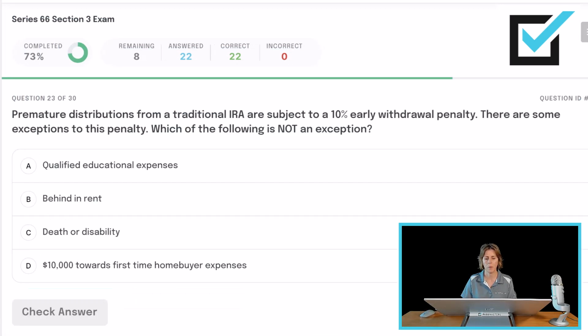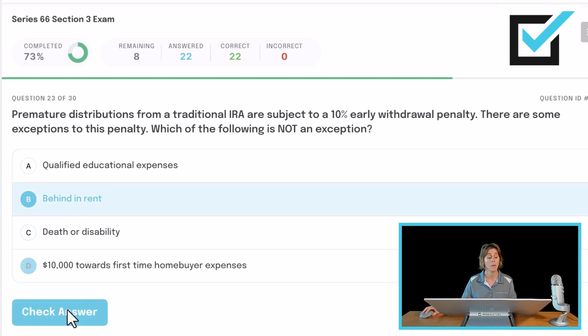Premature distributions from a traditional IRA are subject to a 10% early withdrawal penalty. There are some exceptions to this penalty. Which of the following is not an exception? Qualified educational expenses, behind in rent, death or disability, or $10,000 towards first-time homebuyer expenses. So of those four, which one's not an exception to the 10% penalty? Behind in rent. If your house is going to be foreclosed on, you could argue for that one. It really would depend upon the plan, but behind in rent would not be a reason why the IRS would waive the 10% early withdrawal penalty.